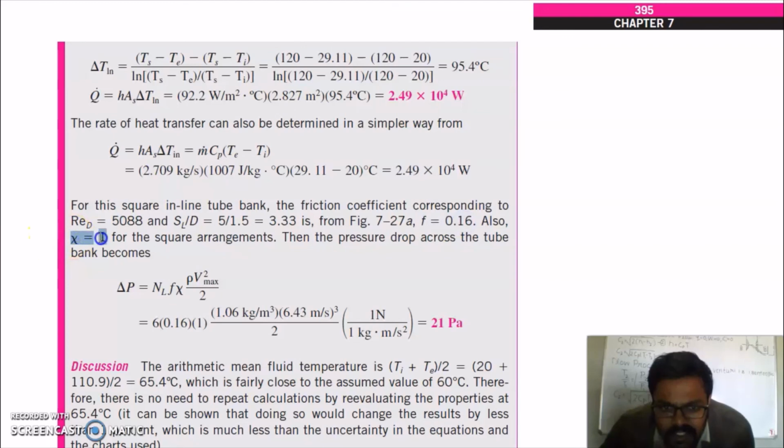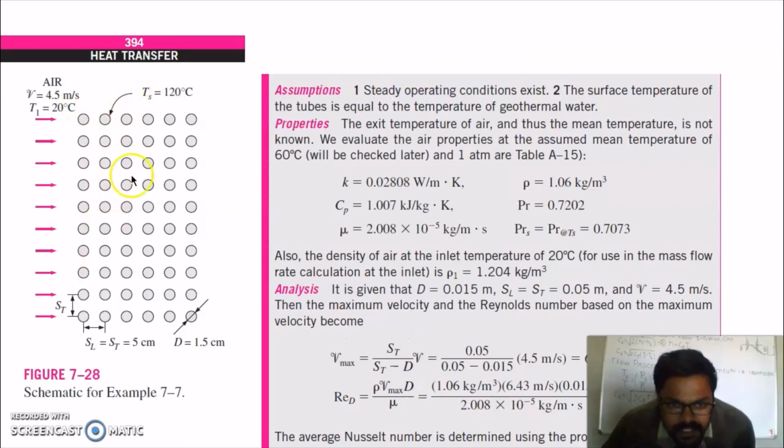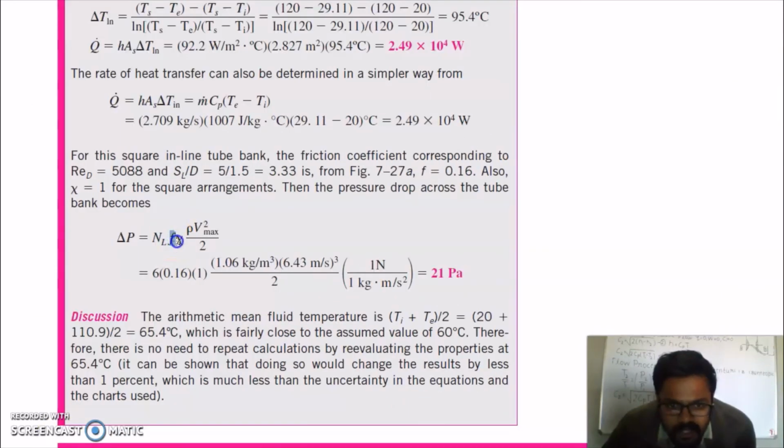X is equal to 1 because we have a square arrangement. So you can find the pressure drop. NL is equal to 6 here. So this is 6. We have 6 rows of tubes into F into X, which is 1, into density times V maximum square by 2, which is 21 Pascal. So this is the pressure drop across the tube bank.